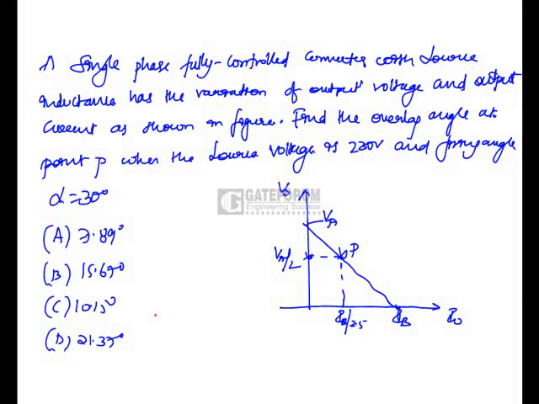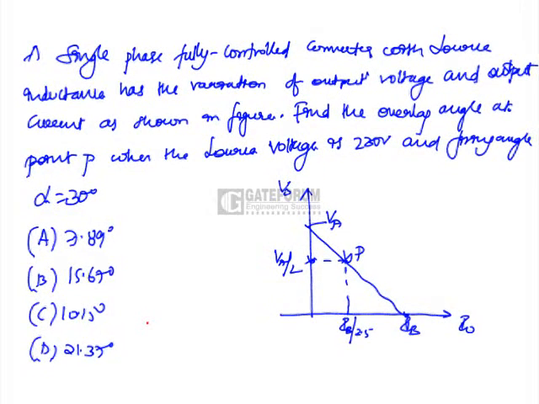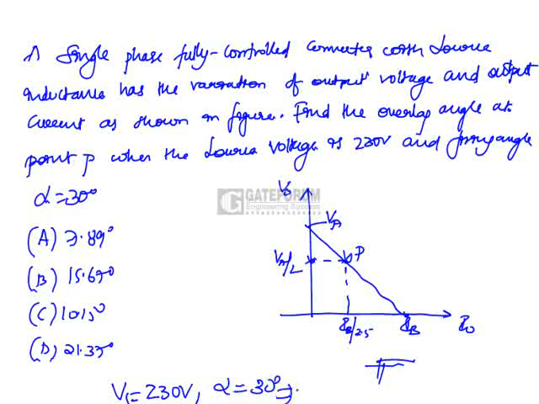A fully controlled converter with source inductance, and the variation of output voltage and current, is shown in the figure. Find the overlap angle at point P when the source voltage is 230 volts and the firing angle alpha is equal to 30 degrees. What is the overlap angle mu for these conditions?